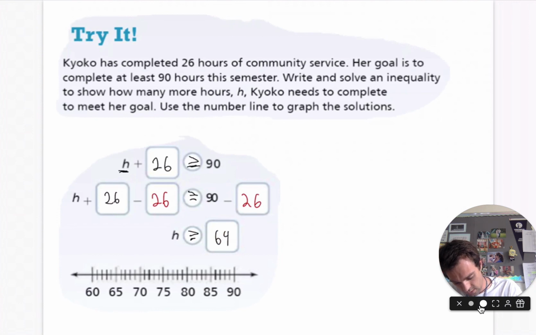So right here at 64, it is a closed dot, and we're saying that she needs to have anything that is greater than or equal to 64. Okay?